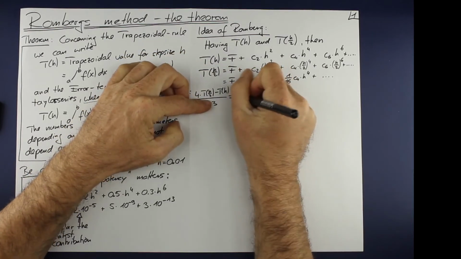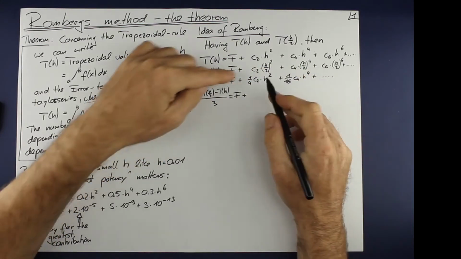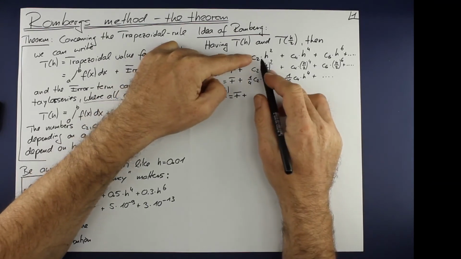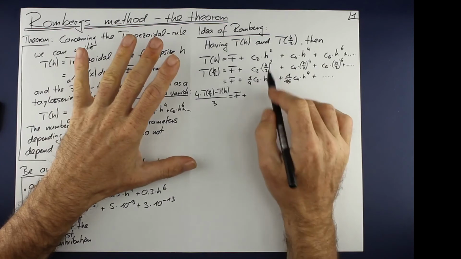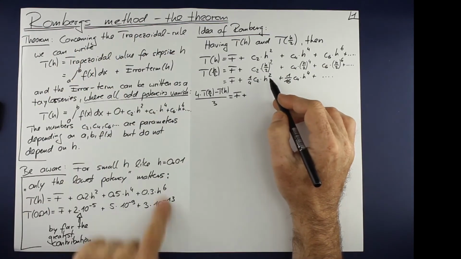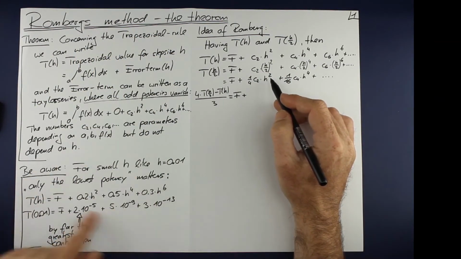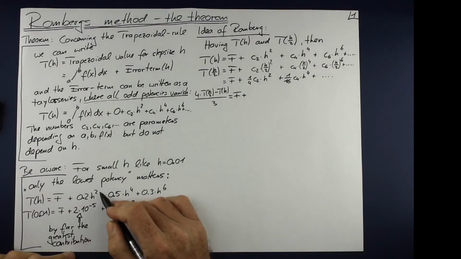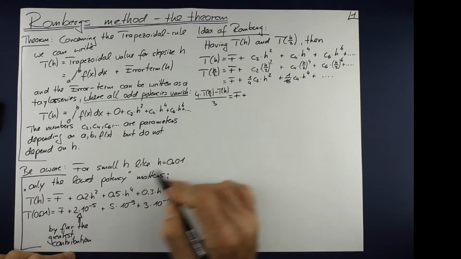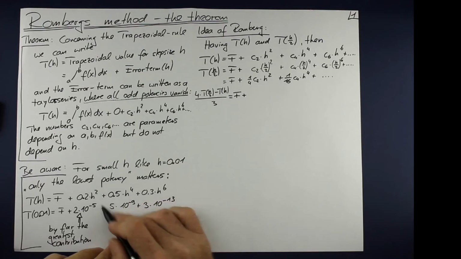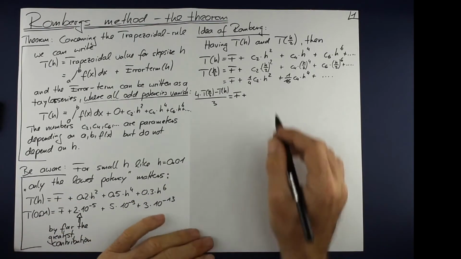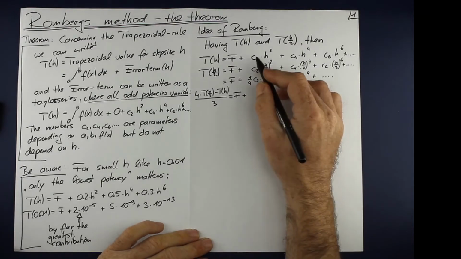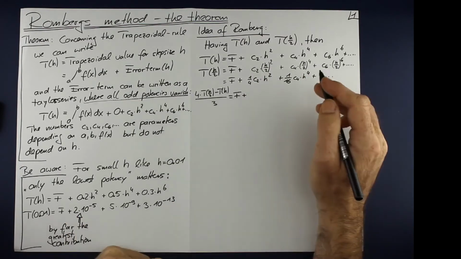This is an f. That's what we want. And now 4 times that minus that is gone. There is no h squared. And that's the great idea, because the lowest power matters. And if we can cancel h squared, then we will have only h to the power of 4, and that's much better. So here 4 times that minus that is nothing, divided by 3 is nothing.